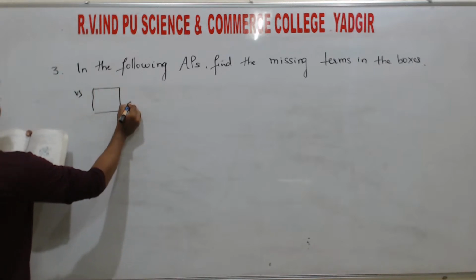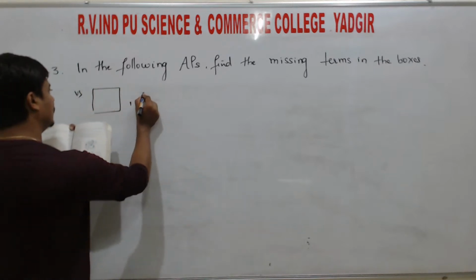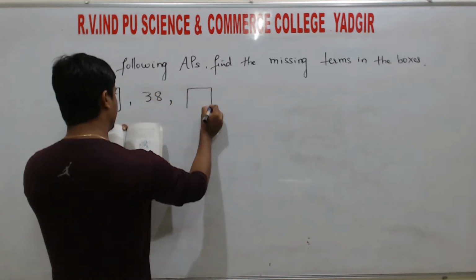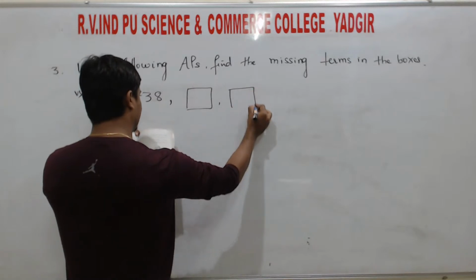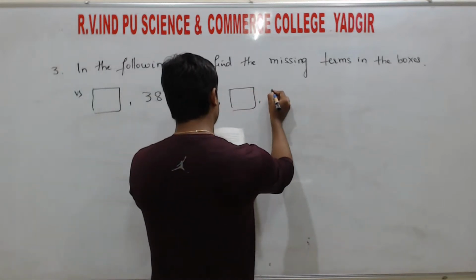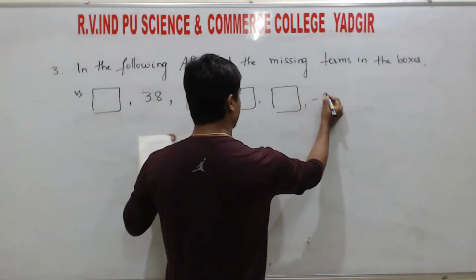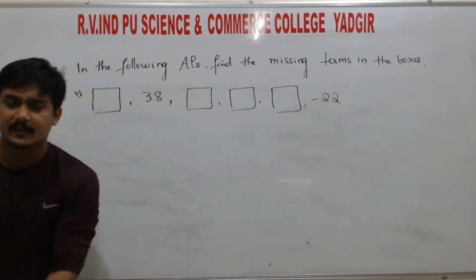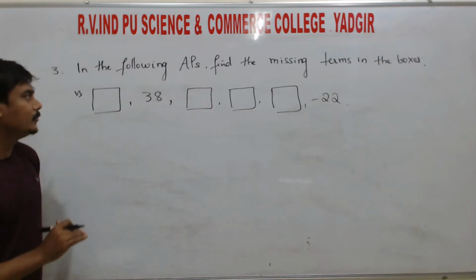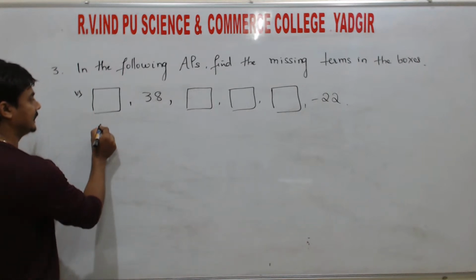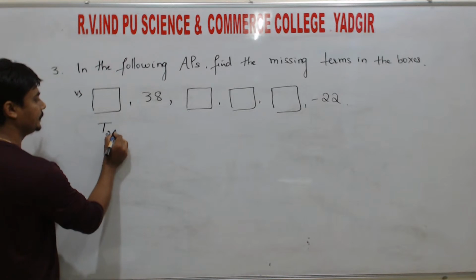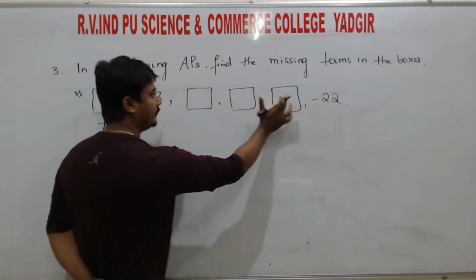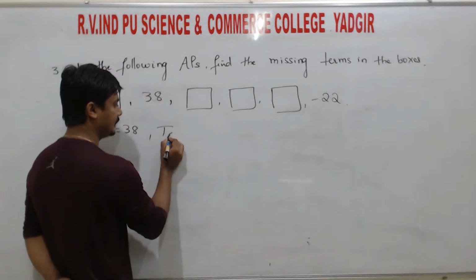A box is given, comma, 38, comma, box, box, another box, comma, minus 22. This is the question. Okay. First note down what is given and what is asked. We are given T2, 38, right. T2, T3, T4, T5, we are given T6.